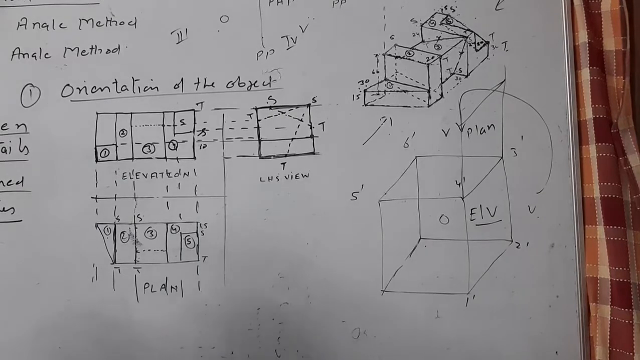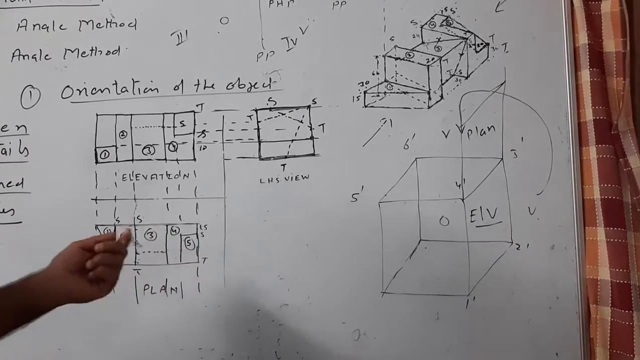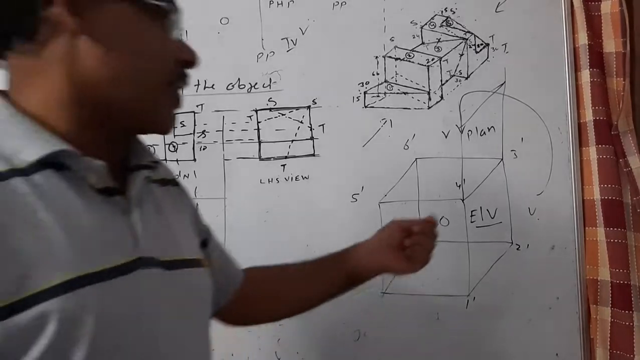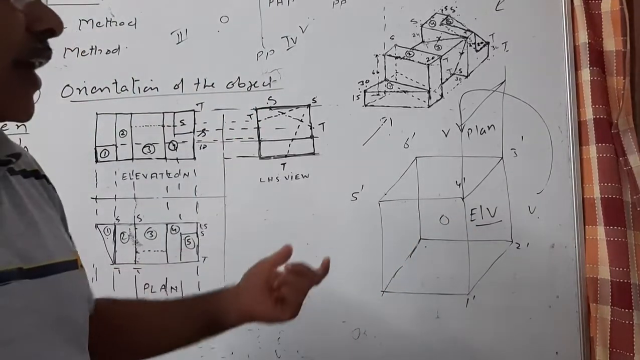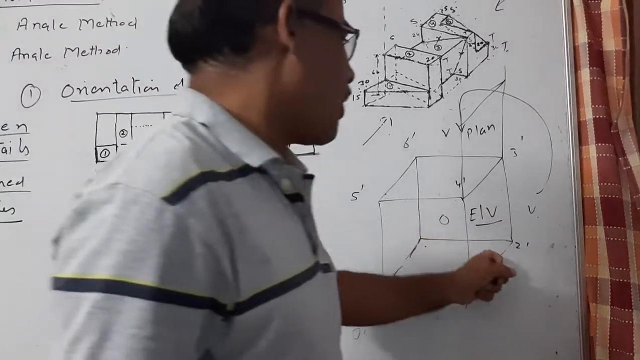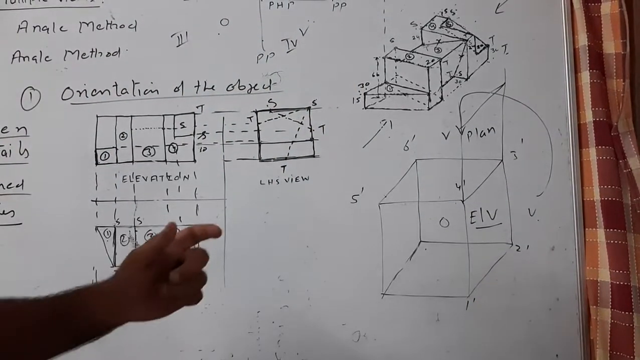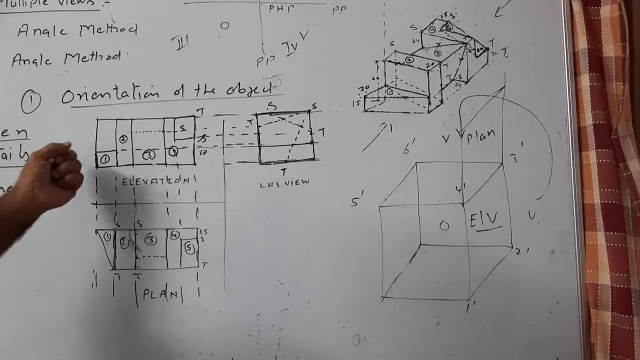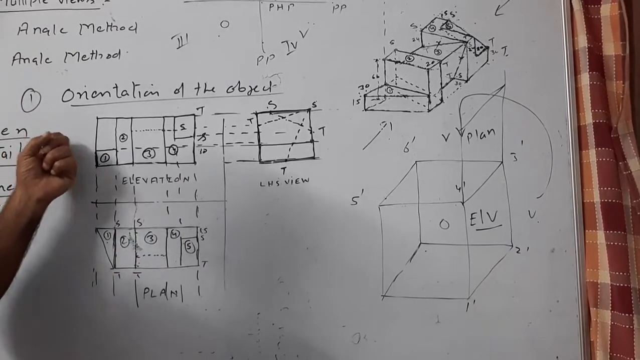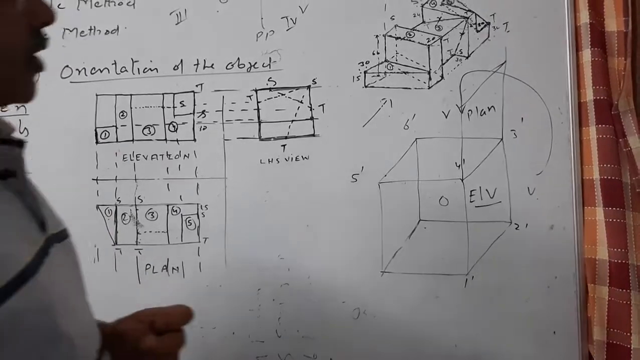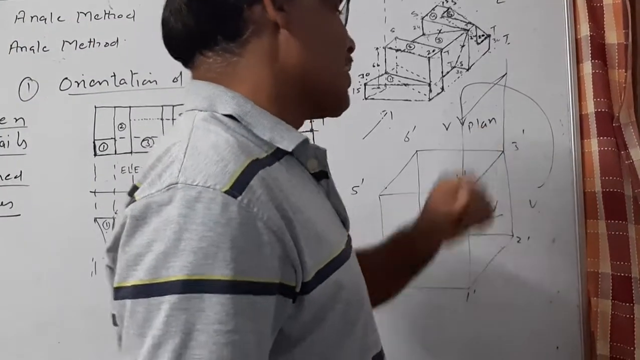Mark the difference. In first angle, the plan was below the elevation, whereas in this particular case, in third angle, the plan is above the elevation. Then top view is at the top of elevation. Here in case of first angle, top view was at the bottom of the elevation. Now this is the elevation and this is the plan.